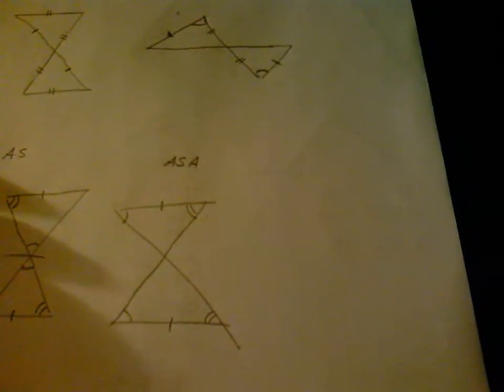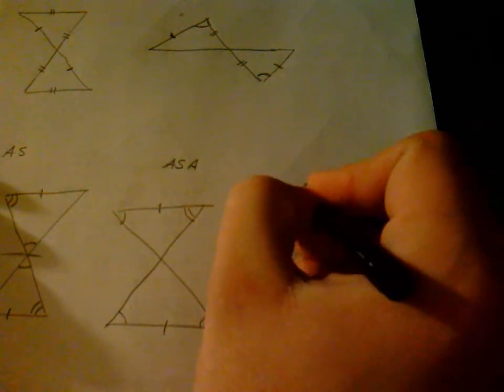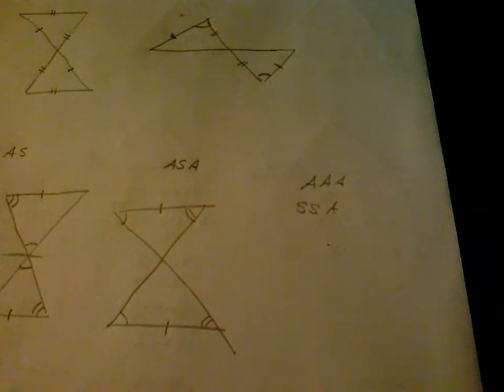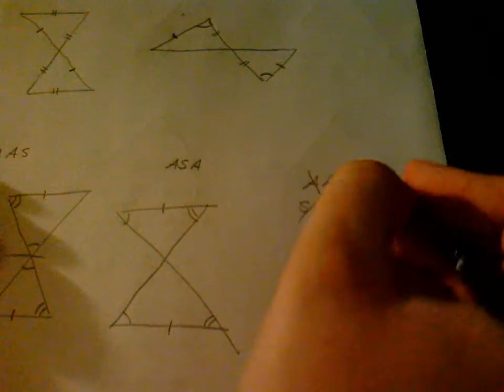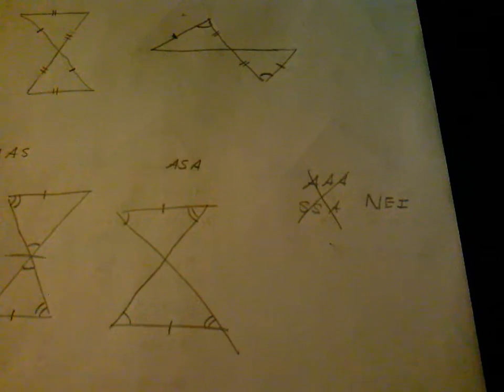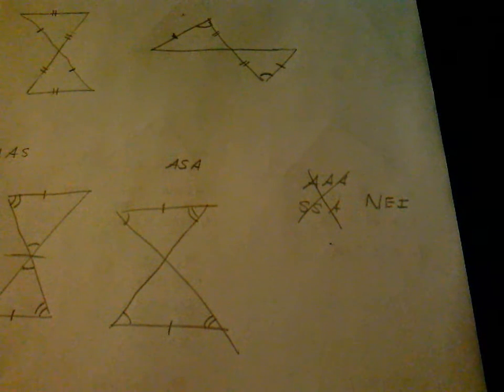Now there's two that we cannot have. If you have three angles, or you have a bad word spelled backwards, if you have ASS or SSA, if you have either of these, they don't work. We put not enough information, or NEI for short. What this means is we don't have enough information yet to prove those two triangles are congruent, therefore they aren't congruent. Or actually we don't know they're congruent yet, I should say. So these are to help you with that.